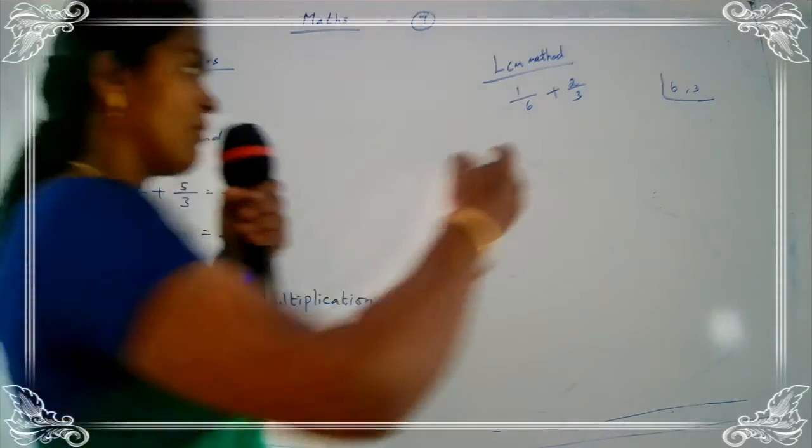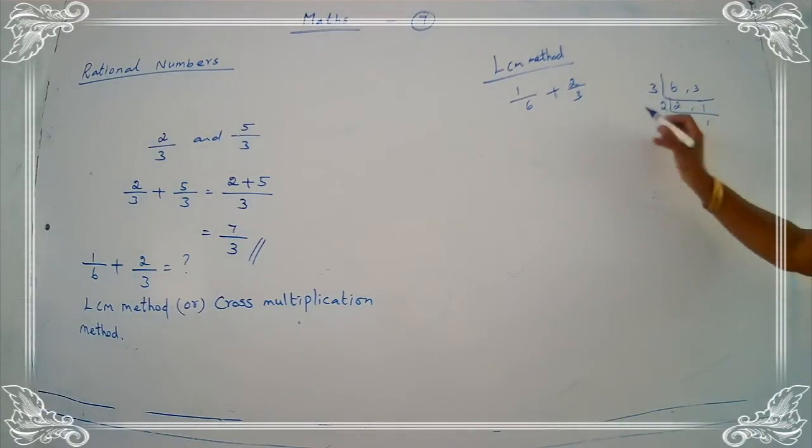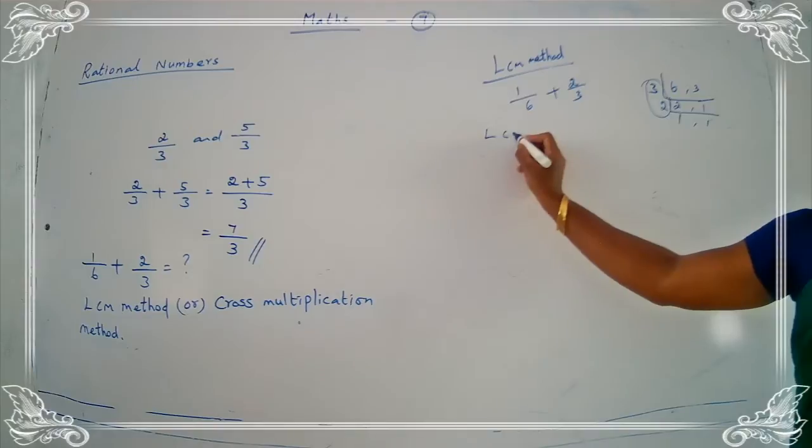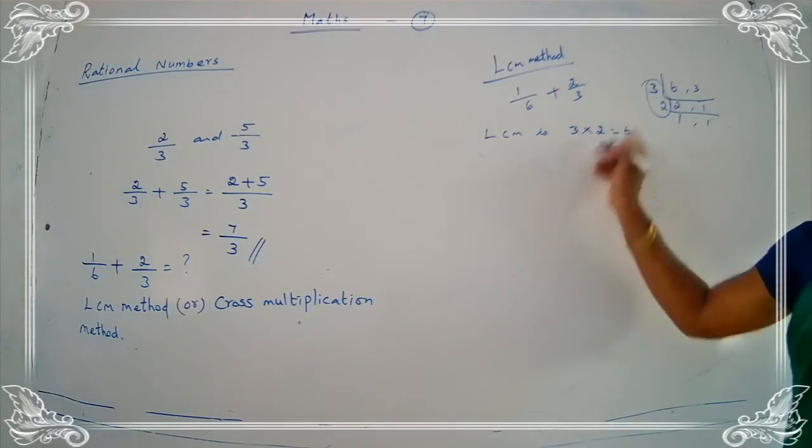So 3. Now you divide by 3. First one is 6. What is the answer? 6 divided by 3 is 2. Why? 3 twos are 6. And 3 divided by 3 means your answer is 1. So 2, 1, 1. Therefore your LCM is 3 into 2, that is 6. 3 twos are 6.